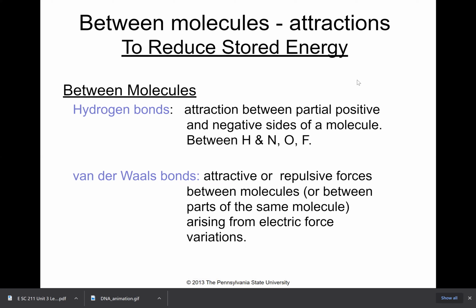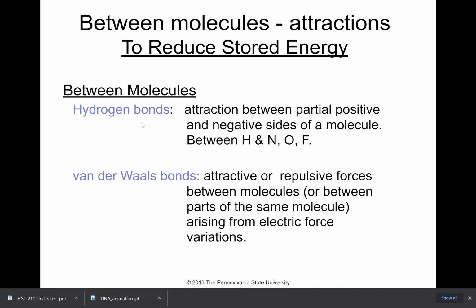Then we have what in Regents chemistry we call attractions, and these are between molecules. So they're not bonds. Bonds are actual chemical bonds. These are actually attractions. Some can be quite strong, but they're not as strong as chemical bonds. So one type is called hydrogen bonds. Again, that's a misnomer. It's really hydrogen attractions. And it's an attraction between the partial positive and negative sides of a molecule.